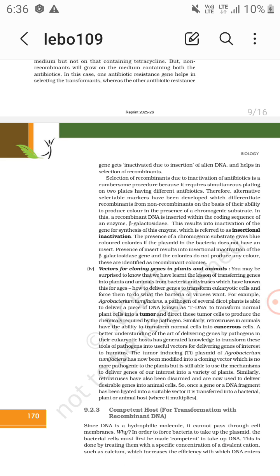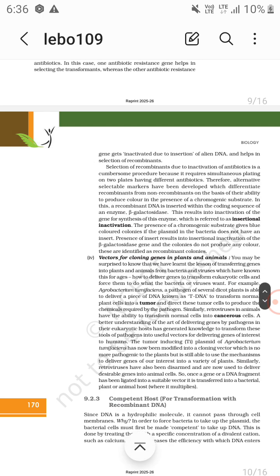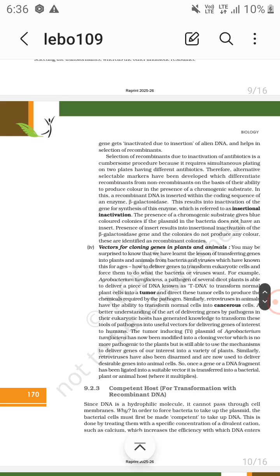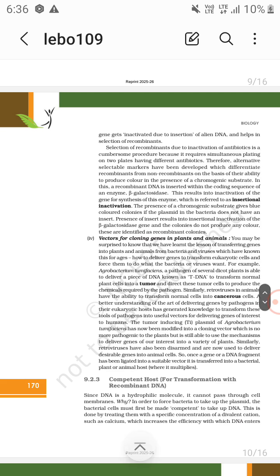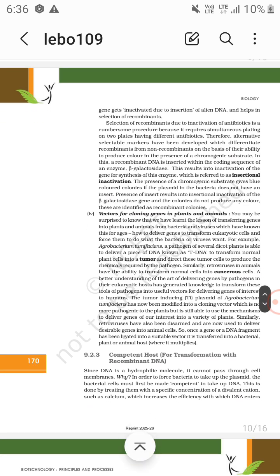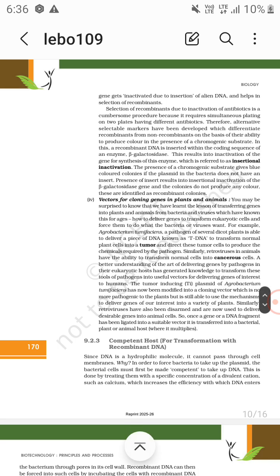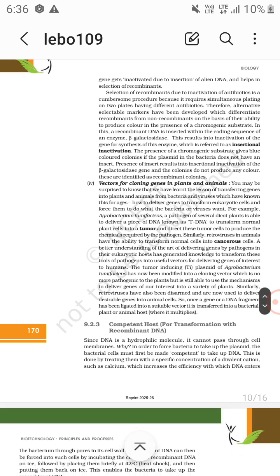Now another method is insertional inactivation. If you insert something in the coding sequence of the enzyme beta galactosidase, this is insertional inactivation. Now they do not produce color, whereas the normal color is blue. You see, the presence of an insert results in insertional inactivation of the beta galactosidase gene, and the colonies do not produce any color. These are identified as recombinant colonies.